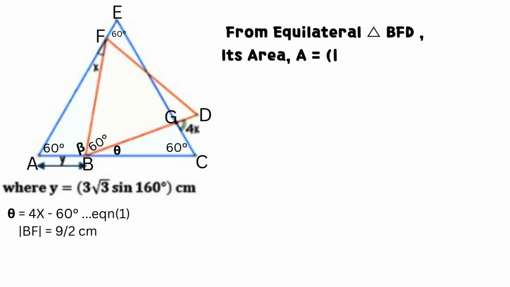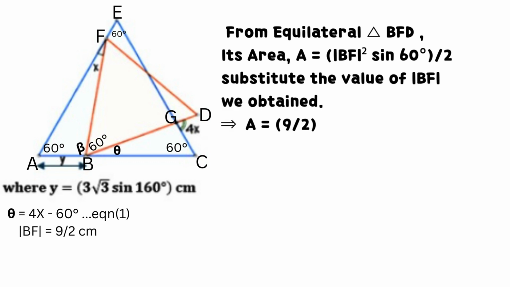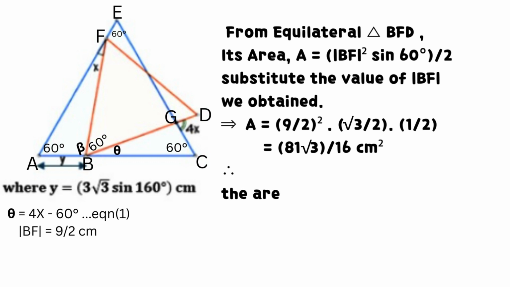From equilateral triangle BFD, its area A equals half the product of the square of line BF and sine 60 degrees. Substitute the value of line BF we obtained. This implies that the required area equals half times the square of 9 over 2 multiplied by half of the square root of 3, which equals 81 times the square root of 3, all divided by 16, in square centimeters.